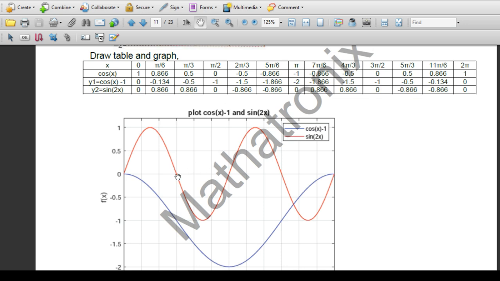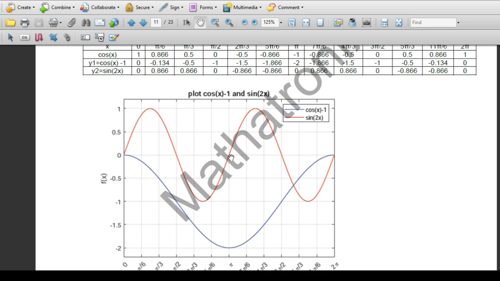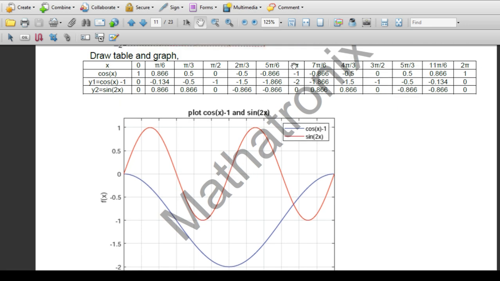At pi by 2 the value is 0. Similarly, this is pi. At pi this is 0. At 3 pi by 2 it is 0, and between these the value is this, and then at 2 pi it is again 0. So this is sine 2x, and this blue curve is cos x minus 1. So we have plotted it.